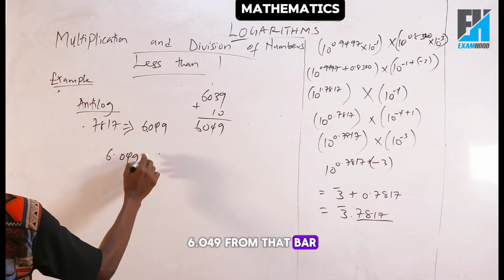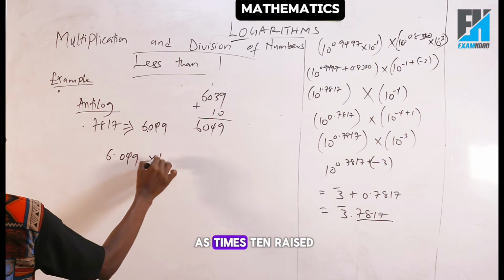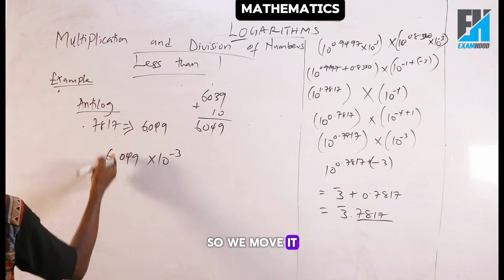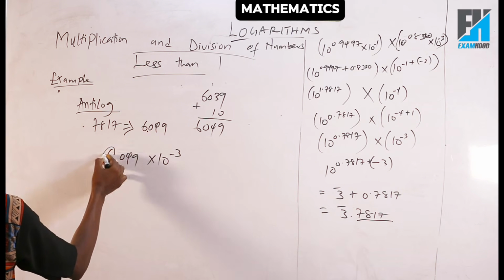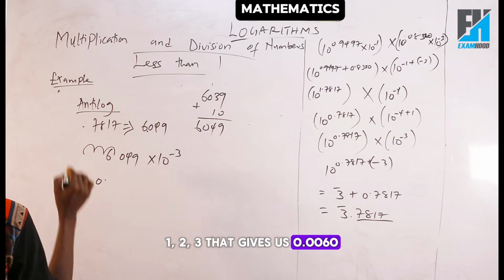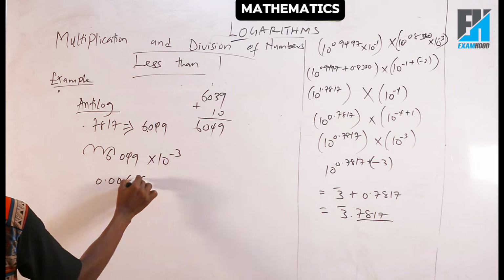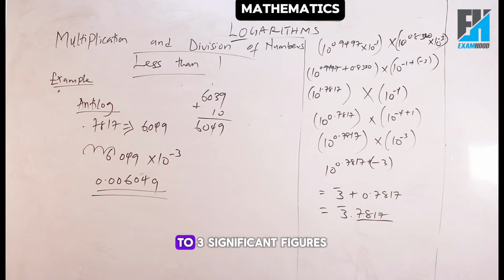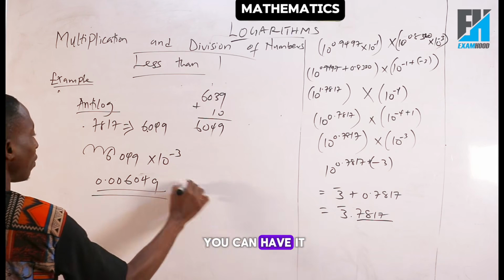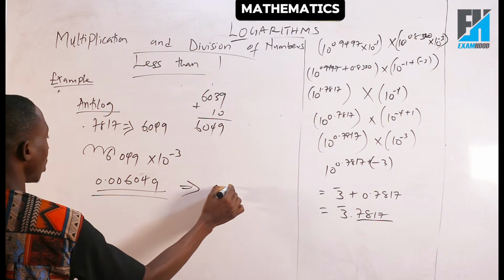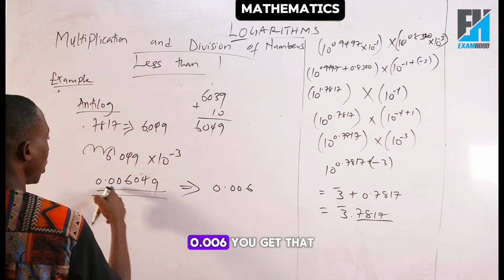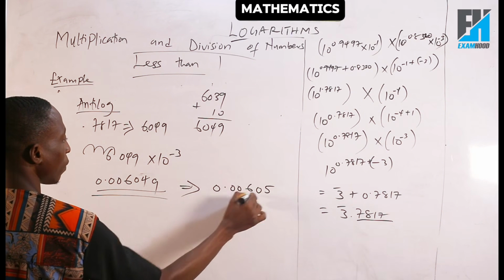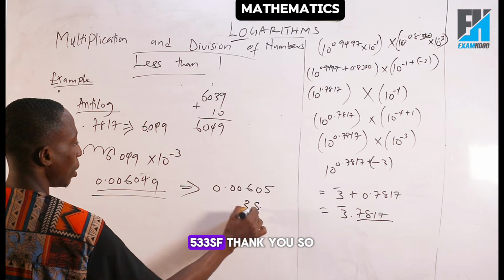So we have that to be 6.049 from that bar, which is the same thing as times 10 raised to the power minus 3. You got that? So since it is minus 3, we move the decimal point three places to the back, 1, 2, 3. That gives us 0.006049, and that is your final answer. Okay, to three significant figures, we can have it to be 0.006, that is 3 SF.